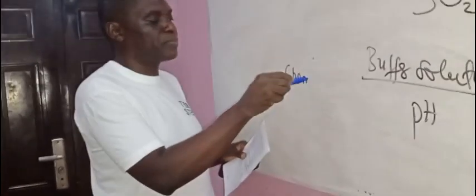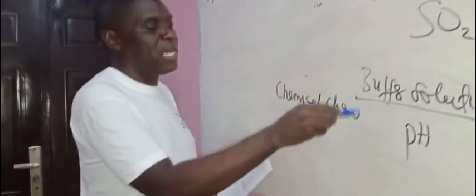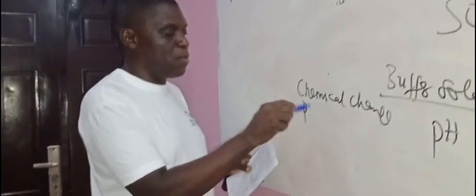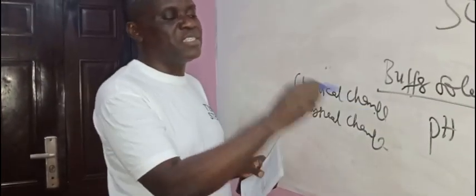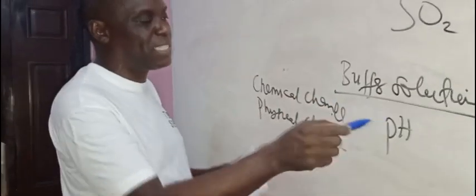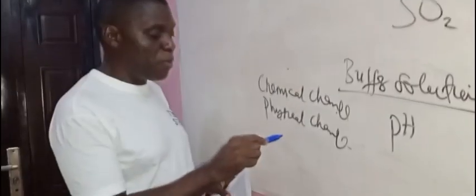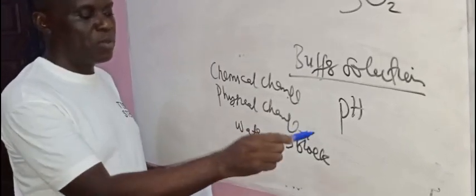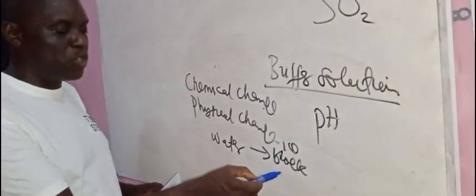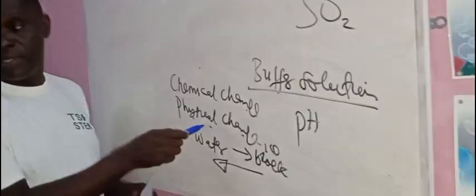The next question. Which of the following is not an example of chemical change? Now, we have chemical change. I'm going to address this as a topic before next week. Then we have physical change. Chemical change is a change that takes place in a reaction that is not reversible. It is not reversible. Physical change is reversible. For example, if you put a cup of water in a freezer, it will turn to ice block. Now, if you remove the ice block from the freezer, it will turn back to what? Water.